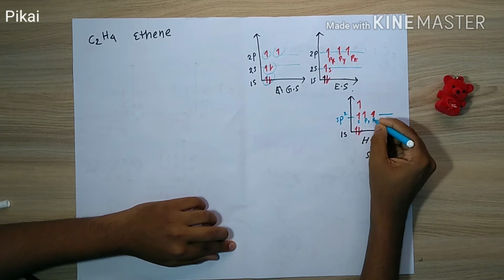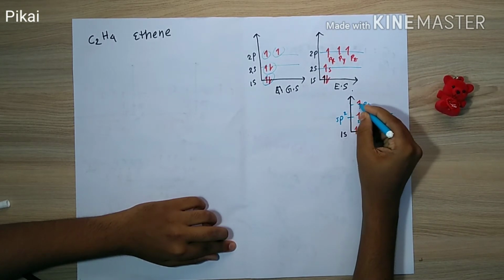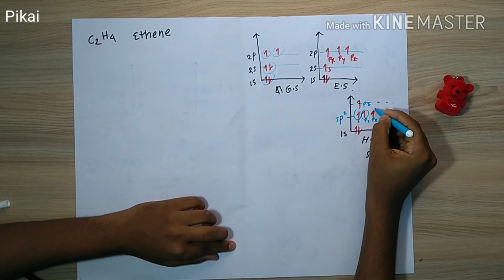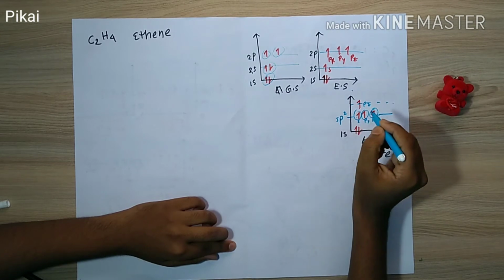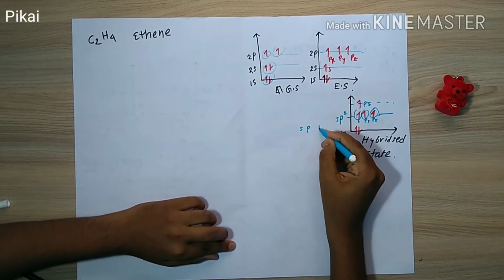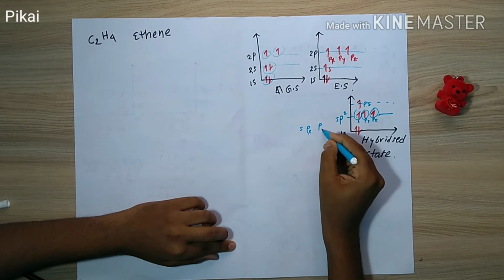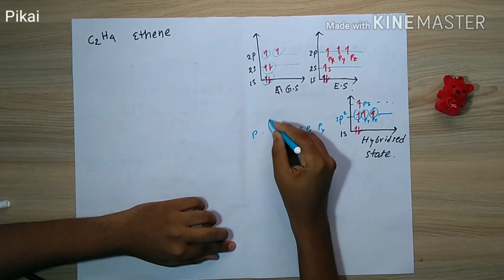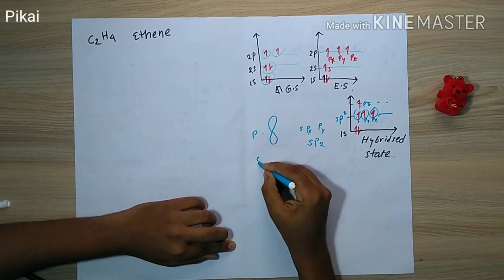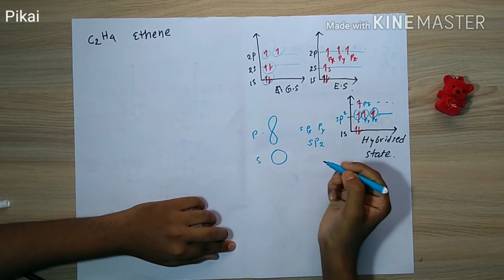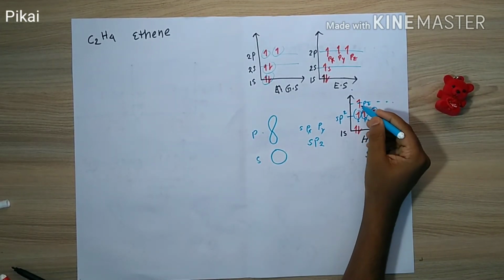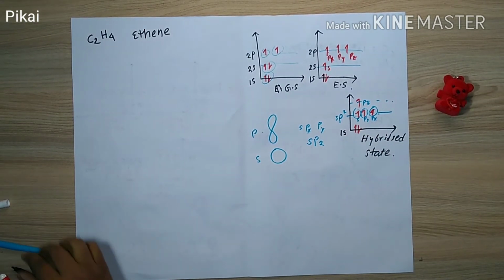So we have 1 s, let's assume 1 px, 1 py and 1 pz. So px, py and s form sp2 hybridization, one along the x-axis and another along the y-axis. So total 3 orbitals are hybridized, and one orbital is left unhybridized, which forms the pi bond. So we have the s and p. I have drawn it so that you can understand the orbital shapes, as I have told you, spherical and dumbbell.